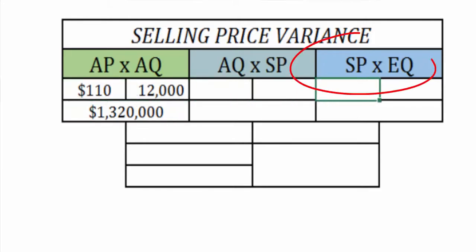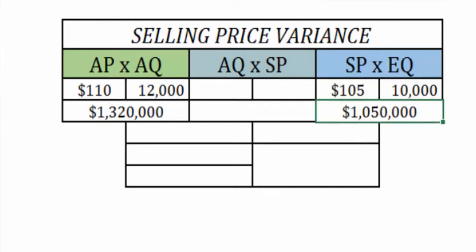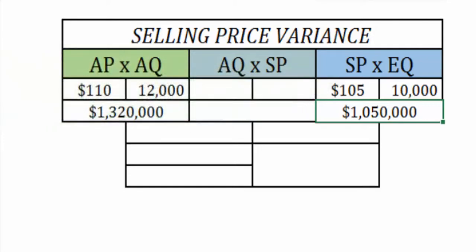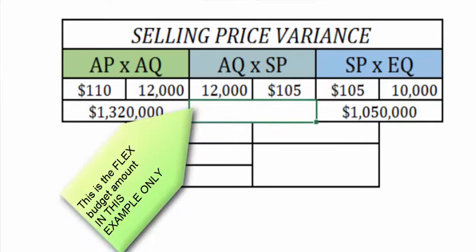All the way over here on the right, we have our standard price, which you'll recall was $105, and our expected quantity, which was 10,000 units. And if I multiply those together, I get $1,050,000. Now, in this example only, that ends up being the static budget. We're not going to use this as the static budget for the next two cost variances, but for this one, this ends up being our static budget. And then that third budget in the middle is our actual quantity of 12,000 times our standard price of $105. This actually is our flex budget.